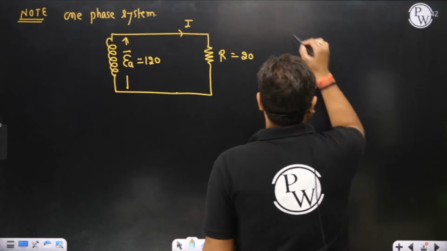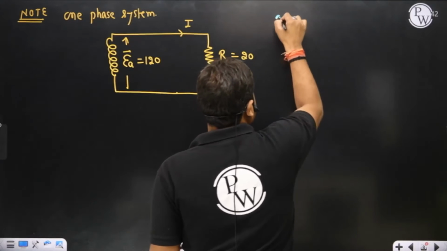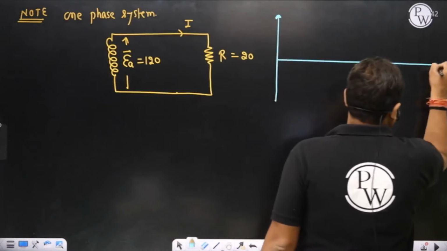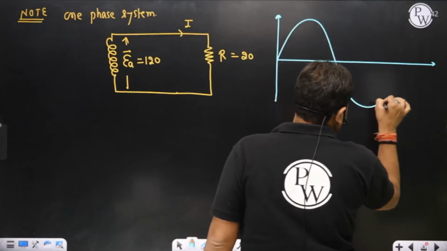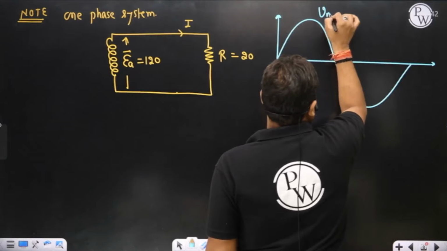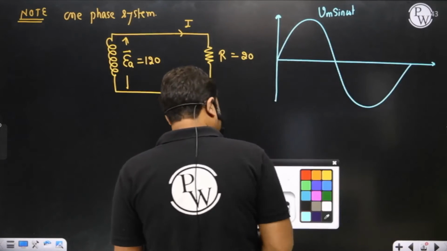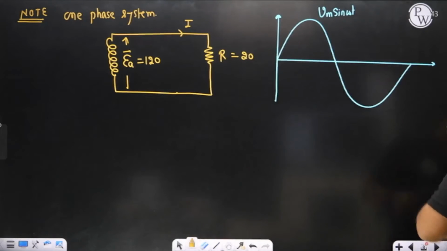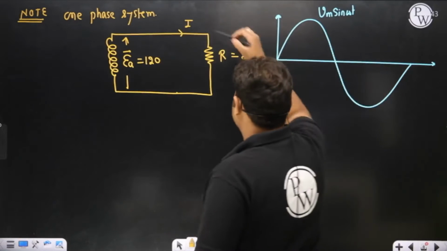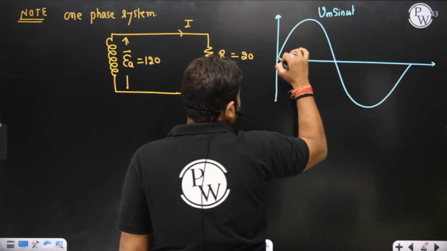Single-phase AC. So a single-phase AC can be represented in this way. Let us suppose this will be your voltage, Vm sine omega t. If Vm sine omega t is the voltage, what is the current? The current is Im sine omega t.